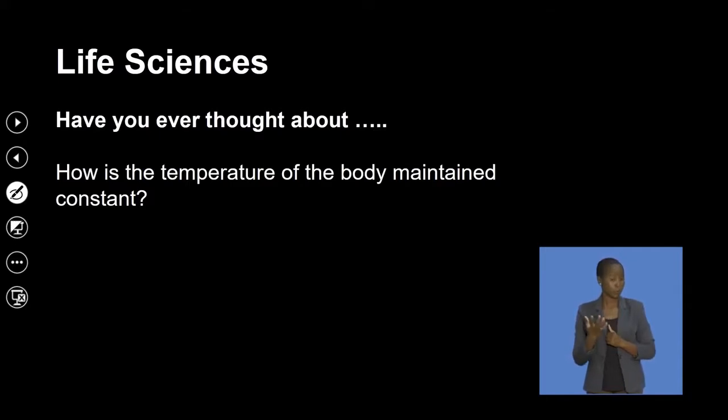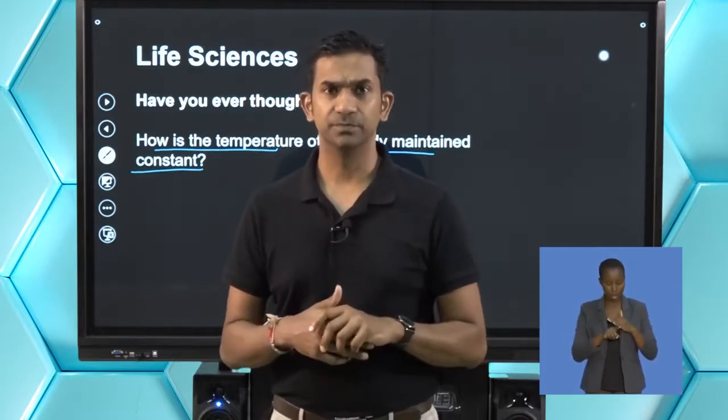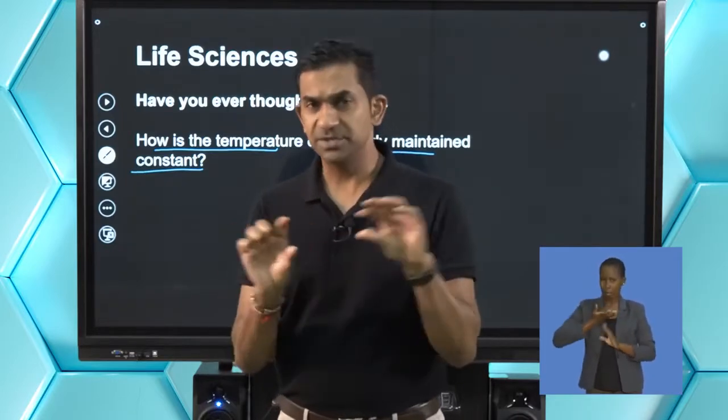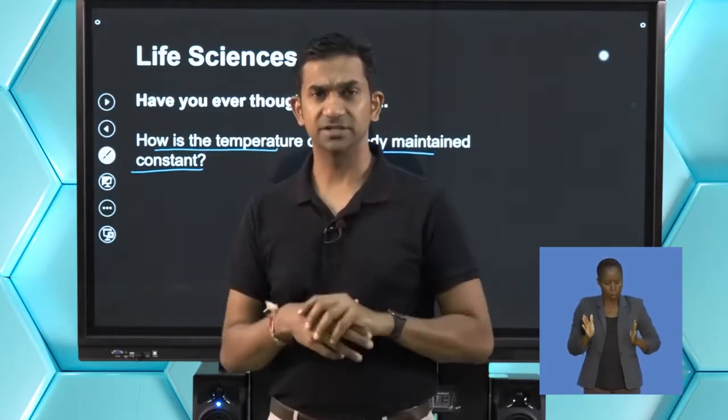So, have you ever thought about the following? How is the temperature of the body maintained constant? And you know that recently we've had to constantly measure our body temperatures when we've entered different venues or you've been to school. And you would notice that generally there seems to be a normal temperature range which everyone's looking out for. So what is it that keeps the body within that normal range?